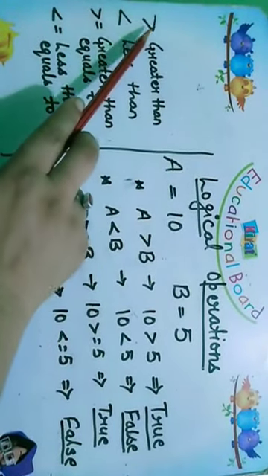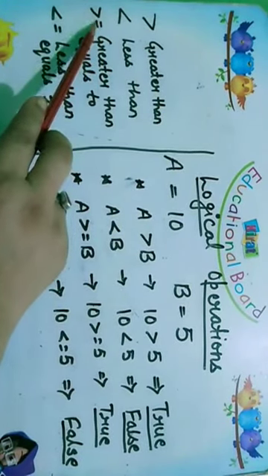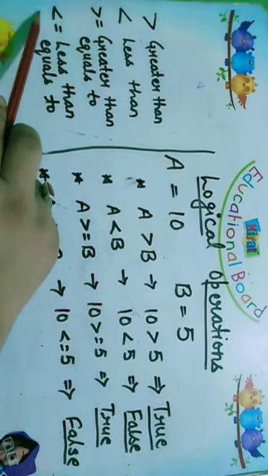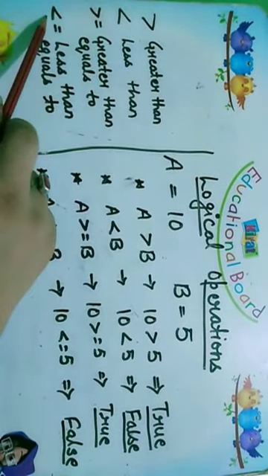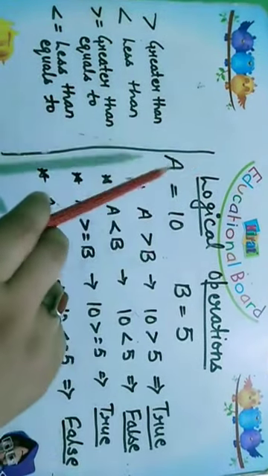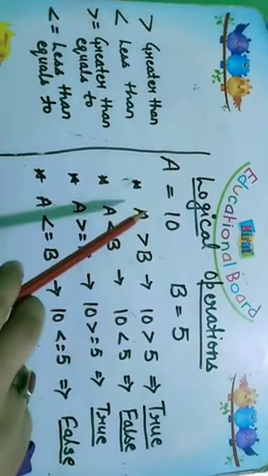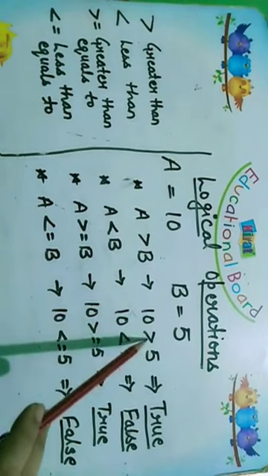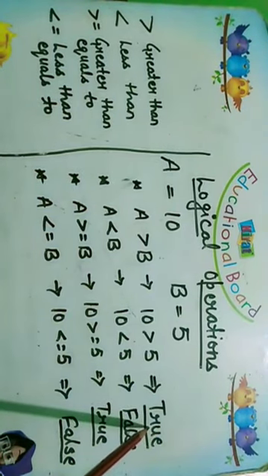Children, here you can see few operators are given. Operators means symbols. These symbols are the logical operators which are used to perform logical operations. This is called greater than operator, this is called less than operator, this is called greater than equals to operator, and this is called less than equals to operator. Now let's take an example where A is given the value 10 and B is given the value 5. Here we have to compare the two values. A is greater than B means whether 10 is greater than 5. If the answer is yes, the result would come in the form of true.